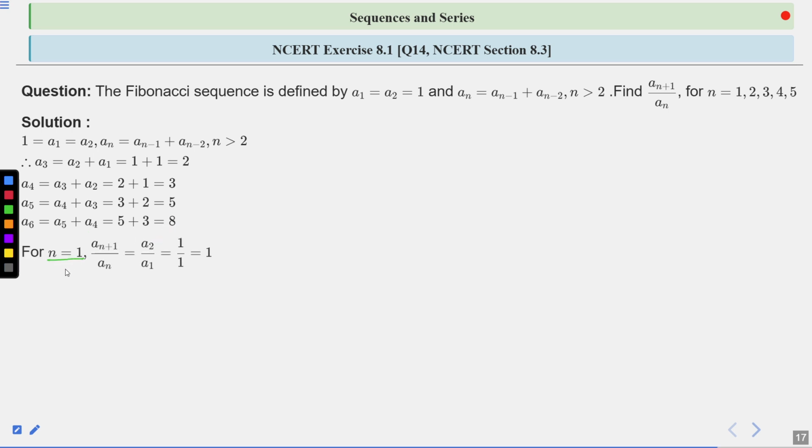Now for n equals 1, An plus 1 by An becomes A2 by A1. A2 is simply 1, A1 is also 1. So An plus 1 by An is equal to 1 for n equals 1. For n equals 2, An plus 1 by An becomes A3 by A2. A3 is 2, A2 is 1. So An plus 1 by An becomes 2 for n equals 2.